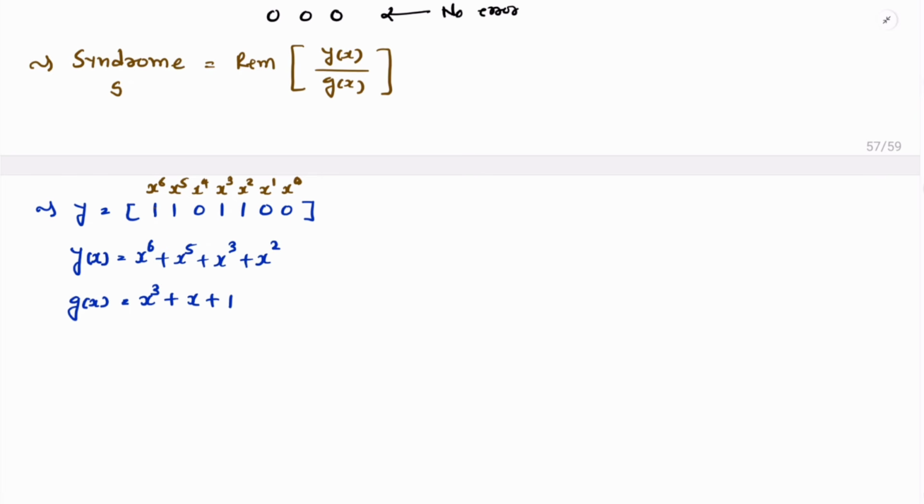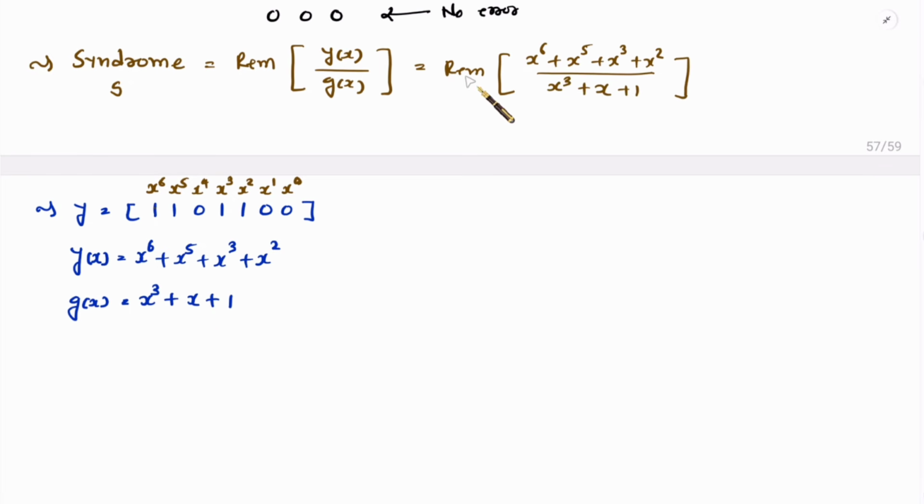Now, here we need to identify the remainder of this division. Here y of x is given. What is y of x? y of x is x raised to 6 plus x raised to 5 plus x raised to 3 plus x raised to 2. And what is g of x? That is x raised to 3 plus x plus 1.